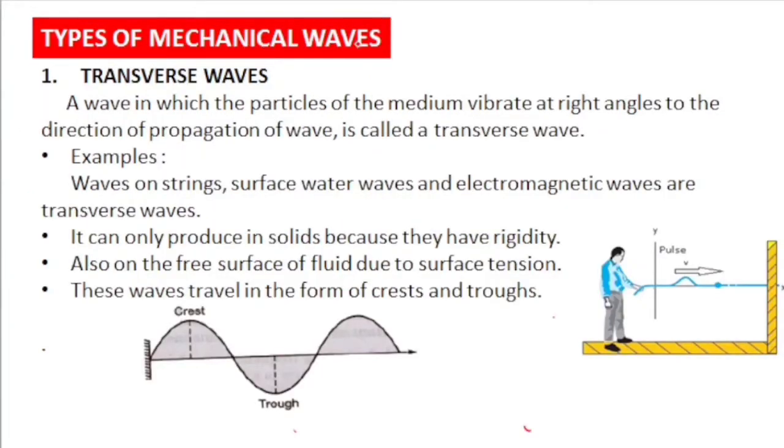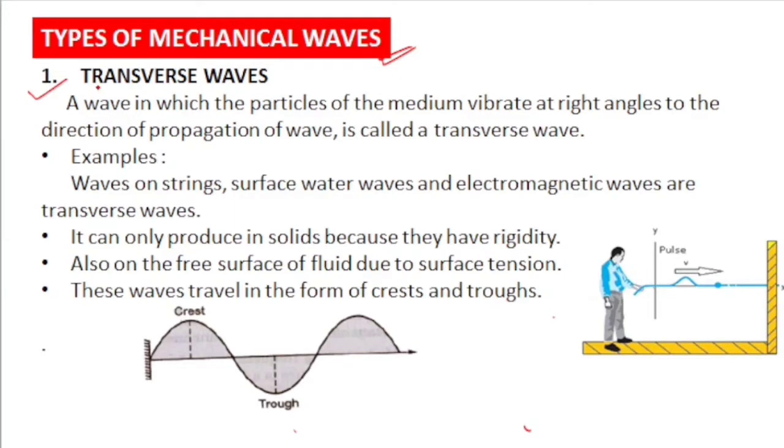Okay, so first, what do you mean by mechanical waves? Mechanical waves are those waves which require a material medium for their propagation. On the basis of direction of propagation of wave and particle motion, these are of two types: one is transverse wave and the other is longitudinal wave.